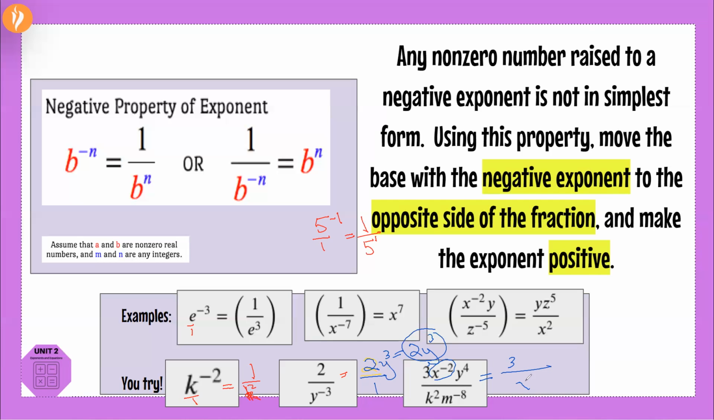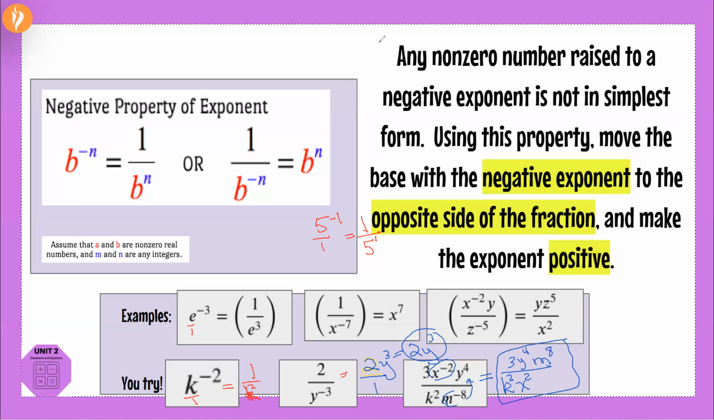I'm going to write x squared for the positive 2. Y to the fourth has a positive exponent. It stays on the top. Now let's go to the bottom. K squared doesn't move because that has a positive exponent, k squared. But m to the negative 8, we've got to move that up. Move it up to the numerator, and I'm going to write m to the positive 8. And now it's simplified because now all of our exponents are positive.